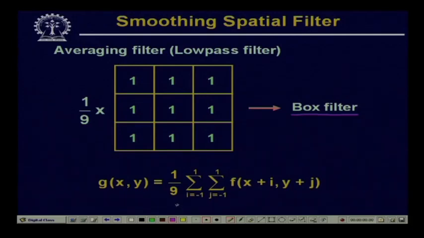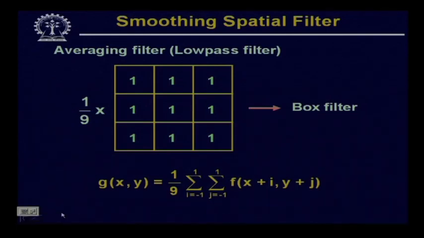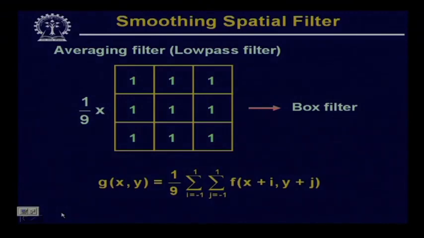Now, when we perform this kind of operation, because we are averaging all the pixels in the neighborhood, the output image is likely to be a smoothed image. That means it will have a blurring effect: all the sharp transitions in the image will be removed and replaced by a blurred image. As a result, if there is any sharp edge in the image, the sharp edges will also be blurred.